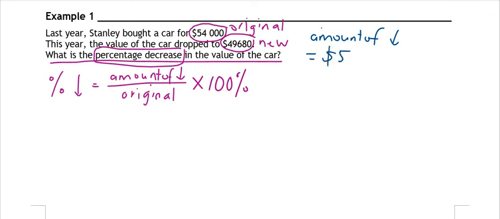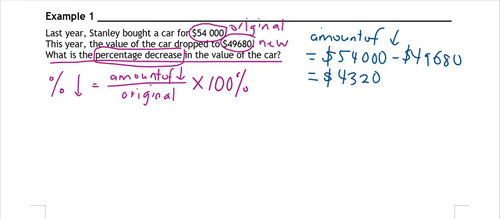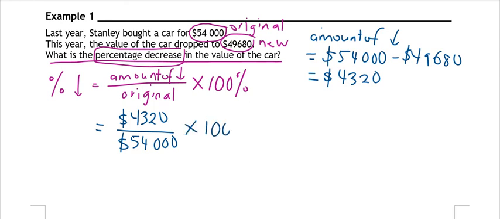So the original is 54,000, and then you subtract 49,680. If you calculate carefully, you will get 4,320. Now this is your amount of decrease. You can substitute this into the numerator of the fraction, 4,320, everything over the original. Always remember that in a percentage change, you put the original on the denominator.